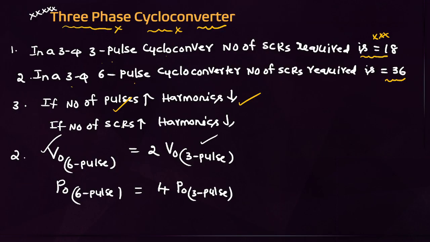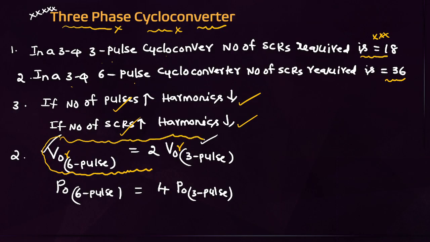In any cycloconverter, if the number of pulses increases, harmonics will reduce. To increase the number of pulses, the number of SCRs we have to increase. That means if the number of SCRs increases, harmonics will reduce. Then the output voltage of 6 pulse, not average, RMS output. Output voltage here means RMS output. The average value is always 0.